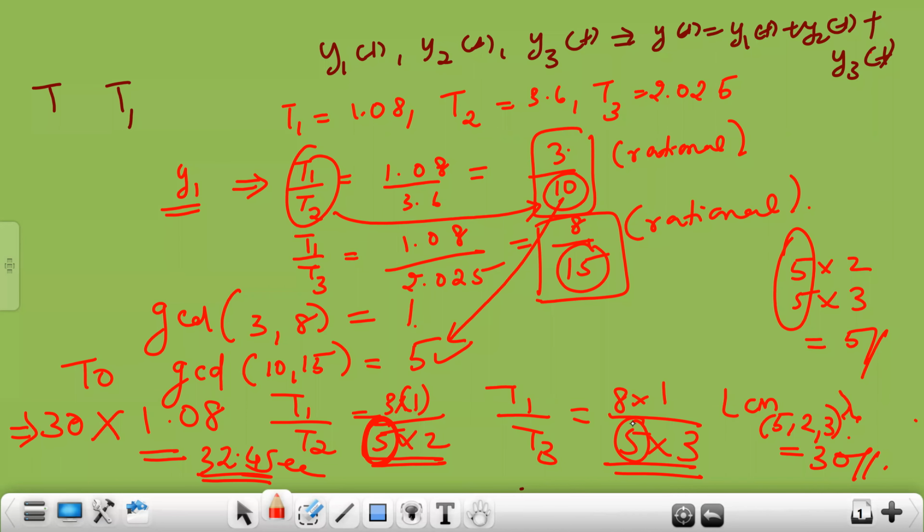Hope you have taken it down. Sir, I have one doubt. Yes, ask. Sir, if we take the second signal y2 as the reference, will the ratios change, like T2 by T1 and T2 by T3? Yes. The final answer will be the same, but the intermediate answers will be different. Okay.